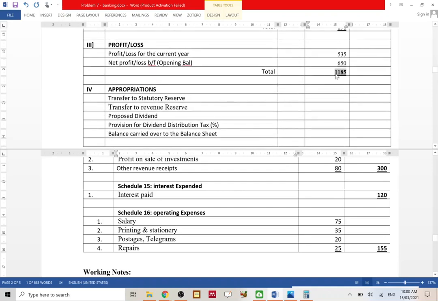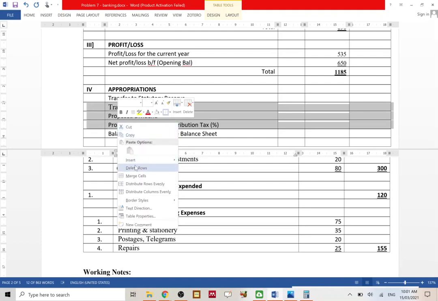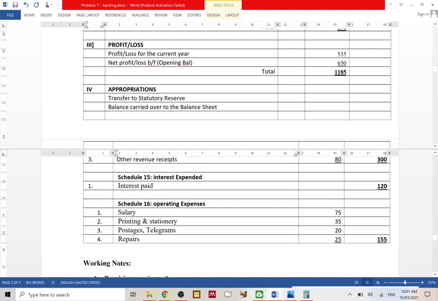Now we have to show what is done with this 1185 under the appropriations. Okay, some of these transactions are not there in the problem, so we'll get rid of them. We have a statutory reserve transfer, it's compulsory, so you have to do it even if not given in the problem, and the remaining will be carried forward to the balance sheet. Now, how much of the profit to transfer to the statutory reserve? We generally take 20% as a sort of a uniform percentage, right? And 20% of which figure are you going to take? Of 1185, 650 or 535?